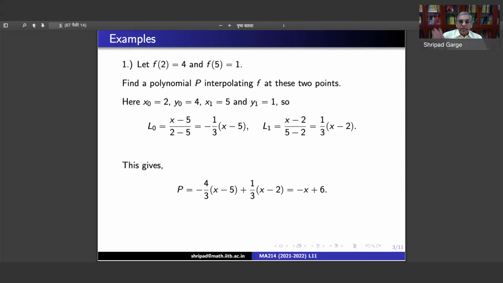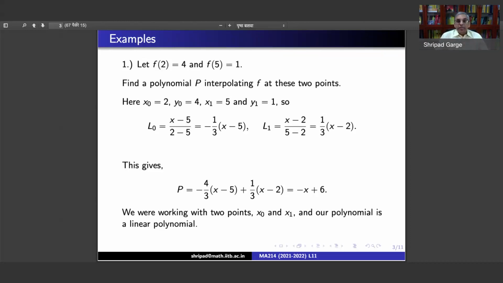And then you take the L1 and multiply that by the value y1, which happens to be 1. So you just put L1 there. Sorting it out and simplifying it will give you the polynomial minus x plus 6. It's a linear polynomial. We are working with 2 points and we get a linear polynomial. When you worked with a single point, you got the constant polynomial. So the degree of the polynomial is at most the number of points minus 1.